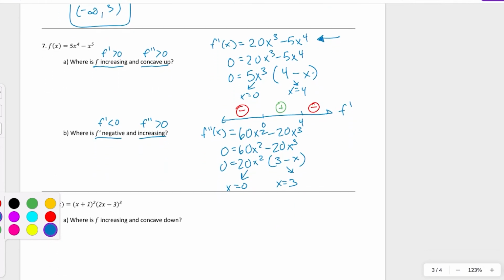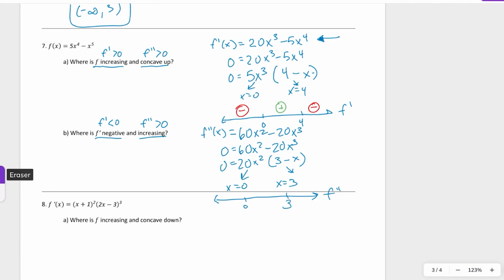I'm going to need a little bit more space here. Can I squeeze it in there? No, I don't think so. I'm just going to go ahead and draw f double prime here with 0 and 3. Now I'm going to be plugging into the second derivative here. And if I plug in a number like -5, now this 20x squared right here will, I'll just erase something.